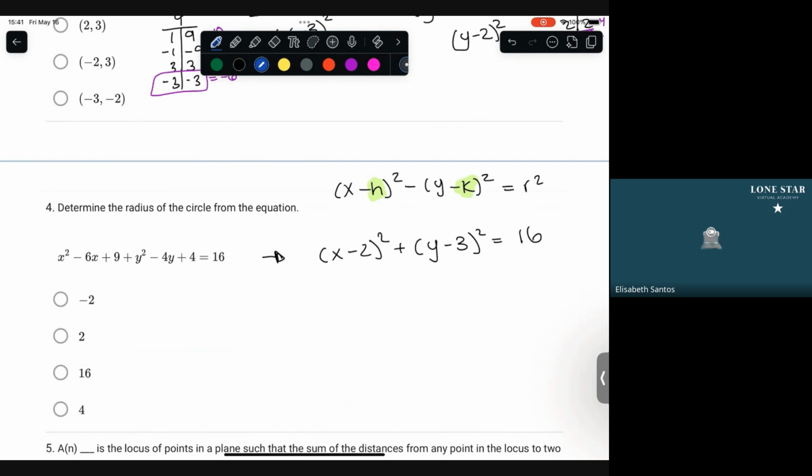So we want to know what the radius is, which we'll find out after the equal sign. That number 16 is going to help us. This is r squared. So r squared is 16, but we want to know what r is, the radius. The way we do that is you take the square root. So what's the square root of 16? 4. And so that is the radius.